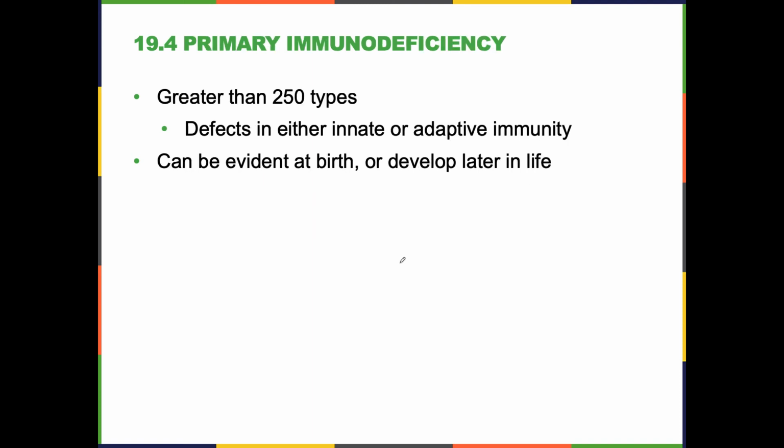So for primary immunodeficiencies, there are lots of them, right? Again, I didn't fact check this, it's from your book, but it says there are greater than 250 types, and the defects can be in either the innate or the adaptive immune response. So it's not necessarily going to be in just one or the other, and sometimes it can be both. Some immunodeficiencies are evident at birth. Some develop a little bit later in life, okay? So we're going to talk about three.